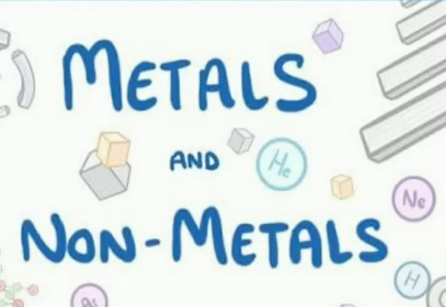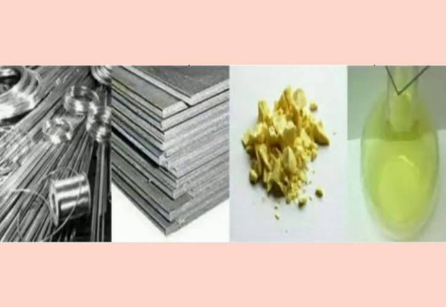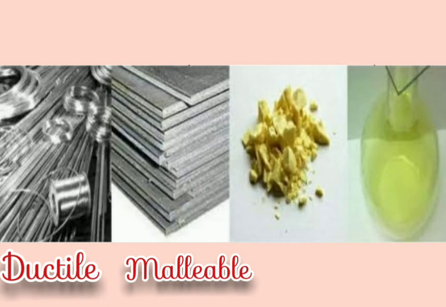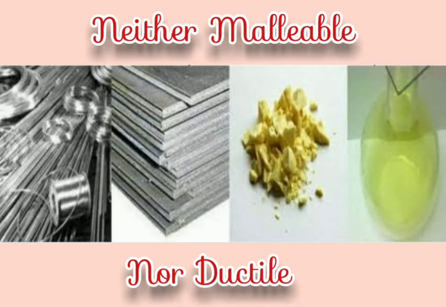So now let's compare metals and non-metals. Let's do a quick revision. So firstly, metals are good conductors of heat and electricity, whereas non-metals are bad conductors of heat and electricity. Secondly, metals are malleable and ductile, whereas non-metals are brittle. They are neither malleable nor ductile.